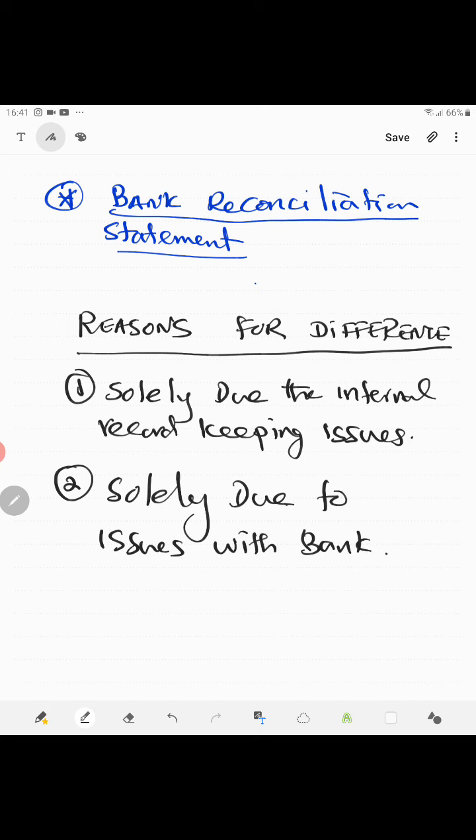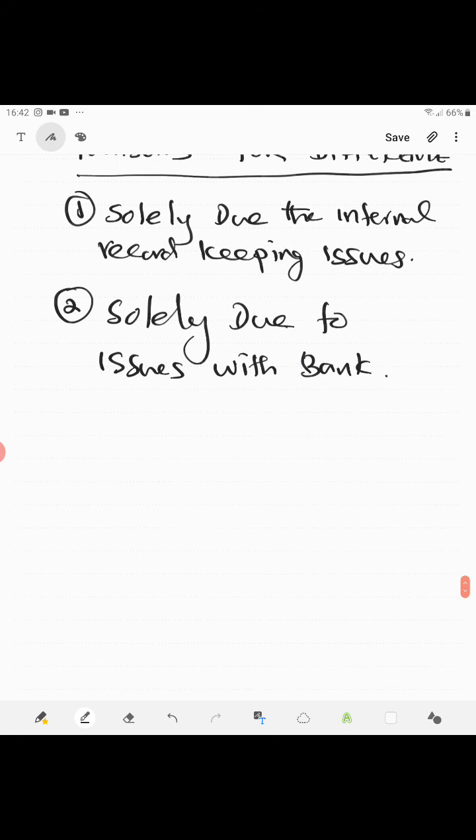So a difference between the bank book balance and the bank statement balance can be due to issues related to internal record keeping or related to the bank's point of view. The bank may have made certain mistakes or omissions. Now let us try to understand one by one in detail. Now first one, internal issues.